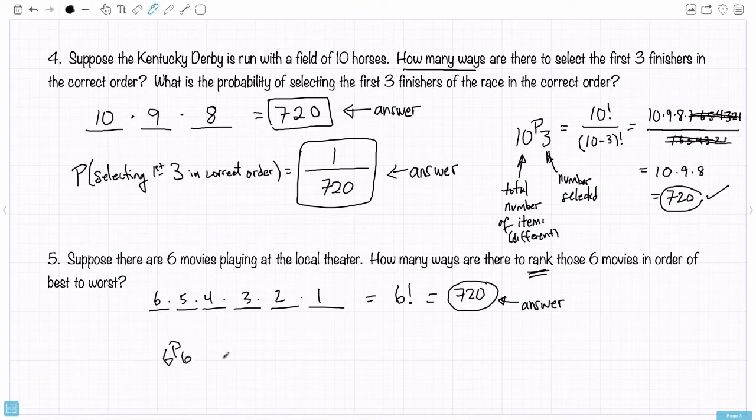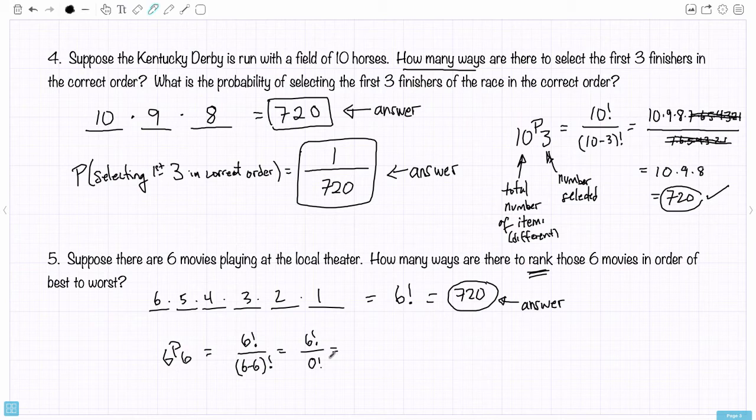It's just that I would do 6 items, choose 6, and rearrange them. And 6 permute 6 is going to be 6 factorial on top divided by 6 minus 6 factorial. And that means I got 6 factorial on top over 0 factorial. And what we do here is we say 0 factorial is defined as 1. The reason for that is that it just makes formulas like the permutations and combinations formulas work, including the case where these two numbers are the same.